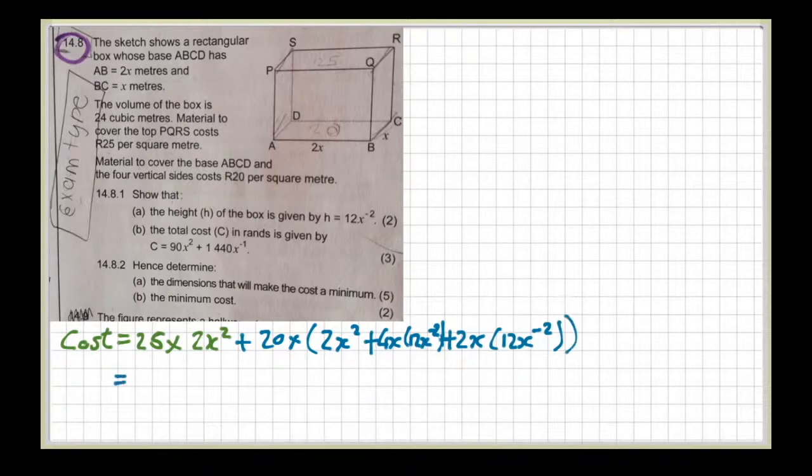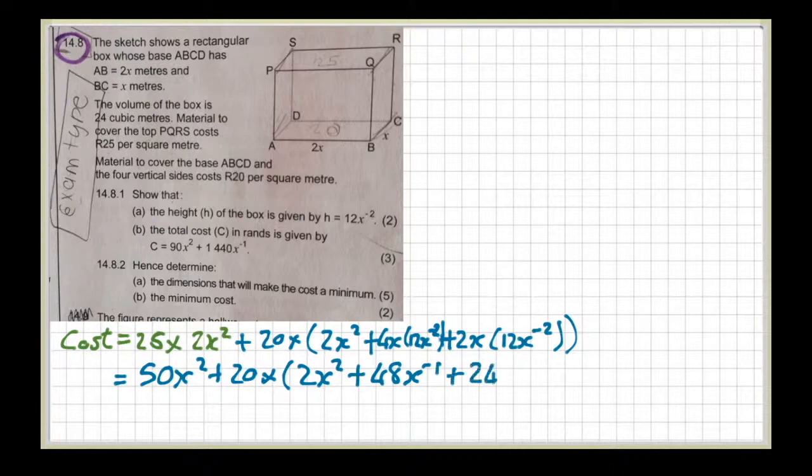So this leaves me with 50x squared plus 20 times 2x squared plus 48x to the negative 1 plus 24x to the negative 1. And if I now do my sums correctly, 50x squared plus 40x squared is 90x squared. Oh man, there I go, I've got the 90x squared.